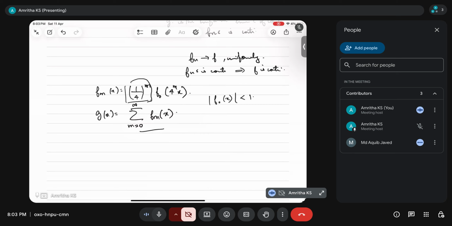Now you are saying that this is nowhere differentiable. What we are adding is F1, which means 1 by 4 into F0 of 4x.